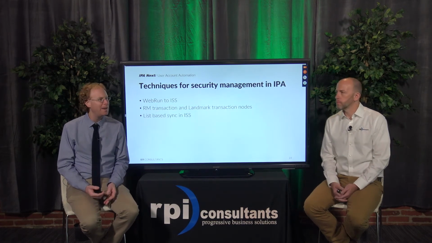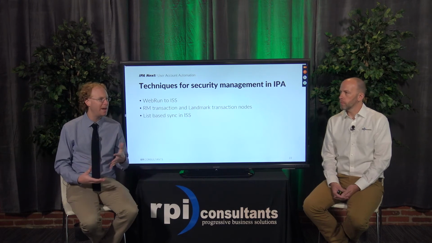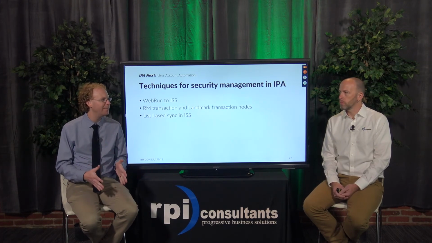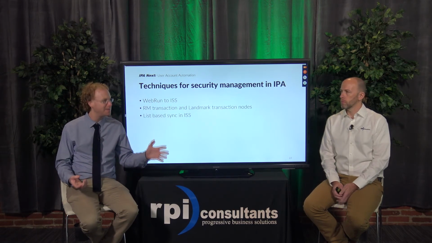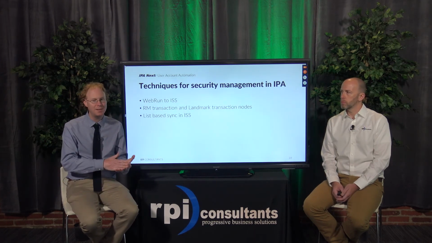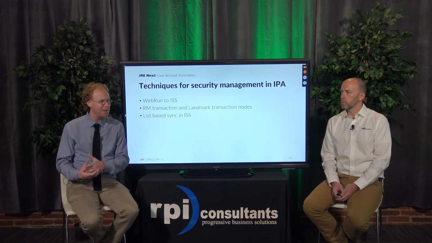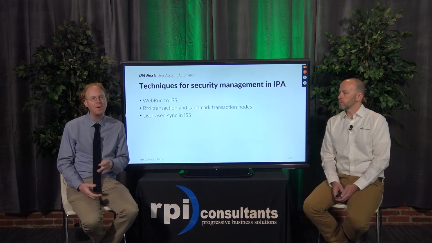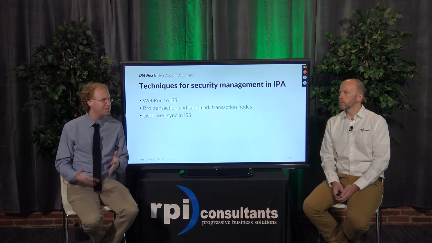Let's talk about some ways that we can use IPA to actually manage security. Of course, you've got security on both the LSF side of your solution as well as the Landmark side. So you have your RM update nodes to manage security on the Lawson side. You've got your Landmark transaction nodes to manage security overall on the Landmark side. One thing we like to do, especially on a user create, is just do a web run node that calls the ISS screen to build out the account.